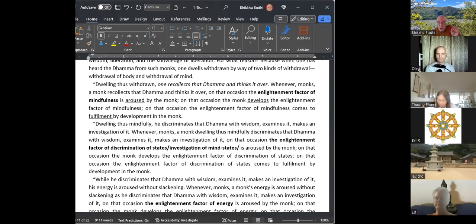Now, there's another sutta, or actually several suttas, we'll take one next month, which says that this enlightenment factor distinguishes between the mental states as being wholesome and unwholesome, good and bad mental states, dark and bright mental states. So with mindfulness, you become aware of the states, and then with investigation or discrimination, you're able to distinguish them as good and bad, helpful and harmful.